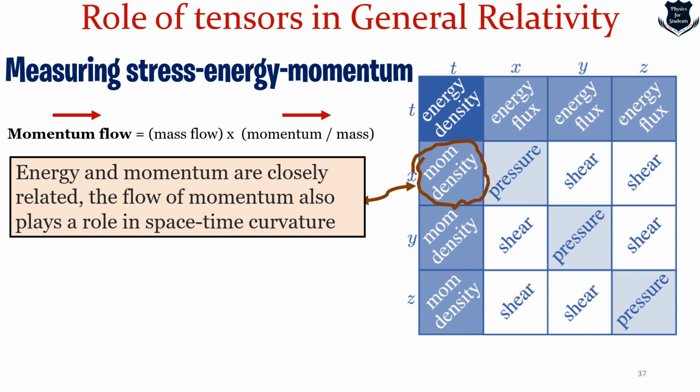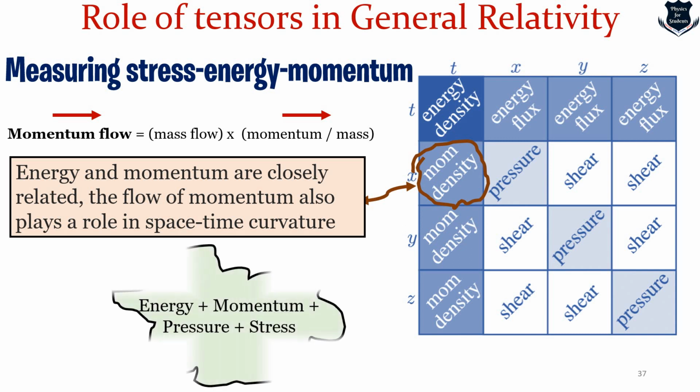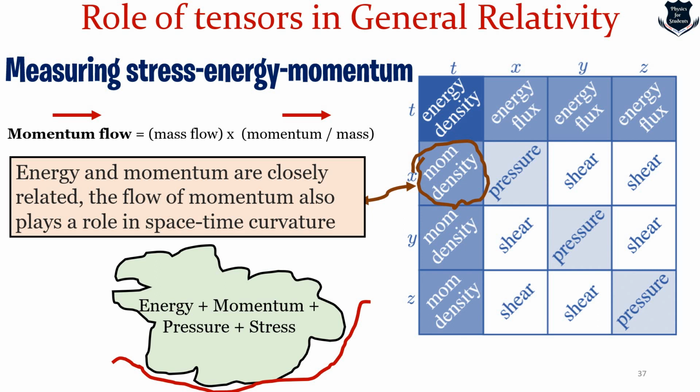It actually shows the flow of momentum. All those taken together, energy plus momentum plus pressure plus stress, actually creates the curvature. And here is the curvature shown at the bottom of the screen. So the role of tensors is to measure the curvature. Otherwise, how will we find gravity?